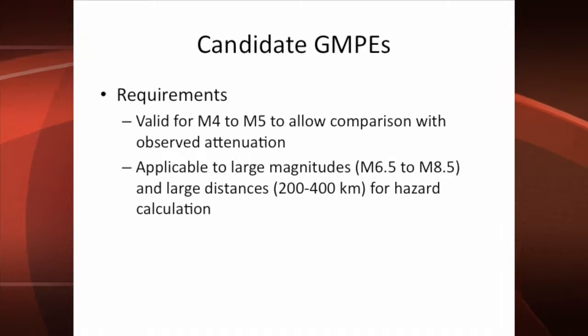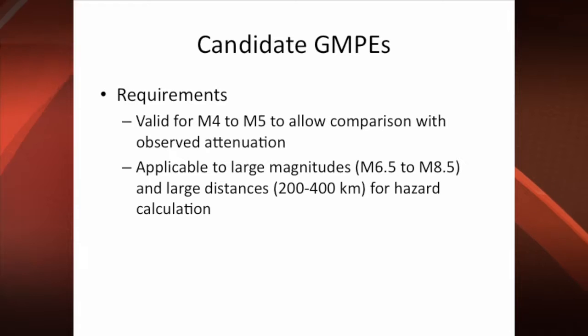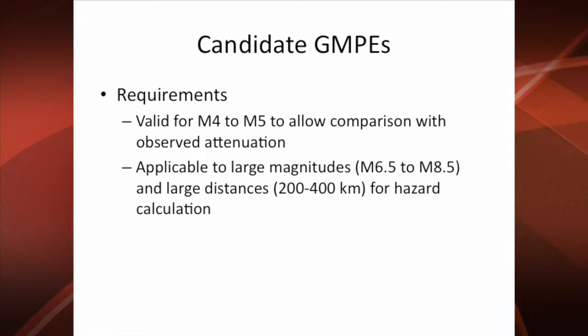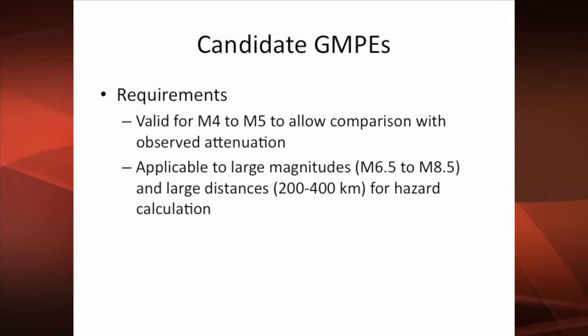We're using events from the NGA West 2 database. These events are located far away, distances 200 to 400 kilometers, and this distance range is what's important for the hazard calculations as well.